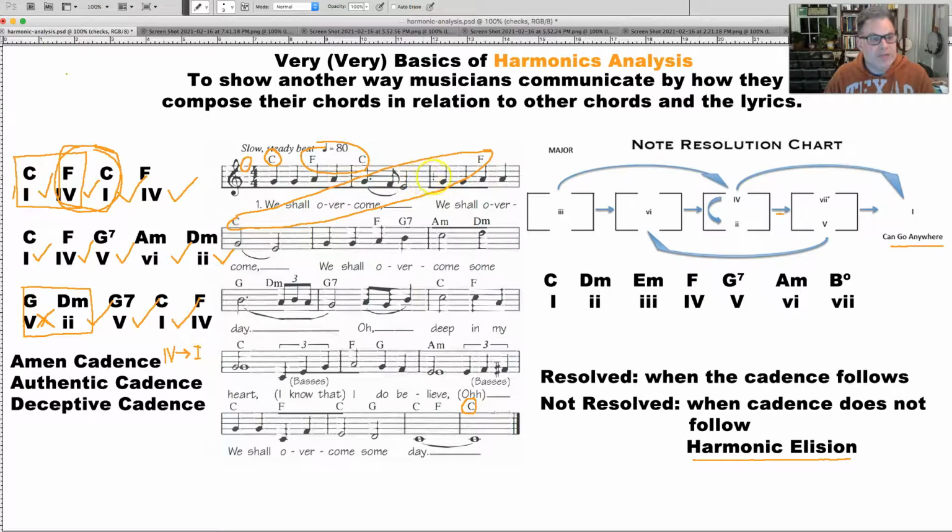It welcomes you into this song very, very nicely. And we can see that this sort of nice resolution comes all the way through, right? Now we see also the deceptive cadence in this song, and that is 5 to 6. We see that right here, G7 to A minor.